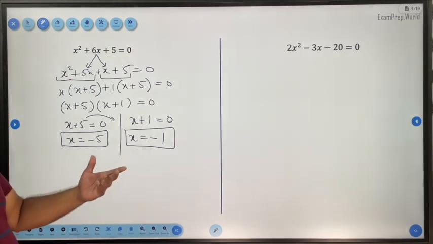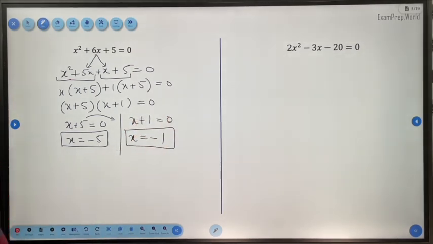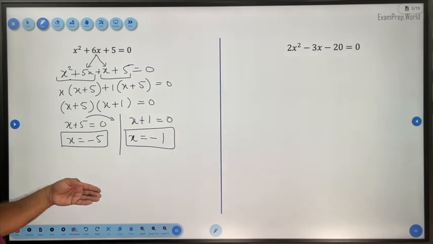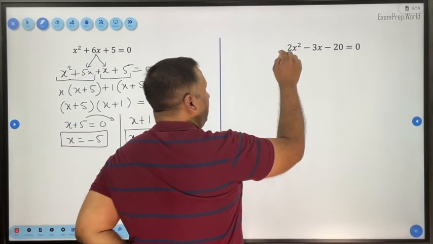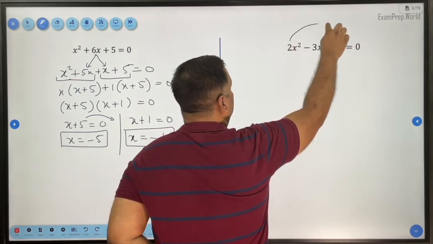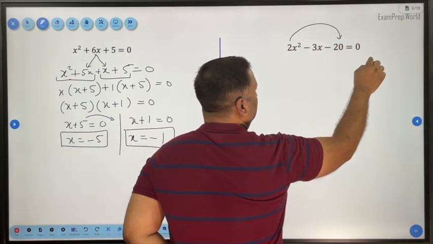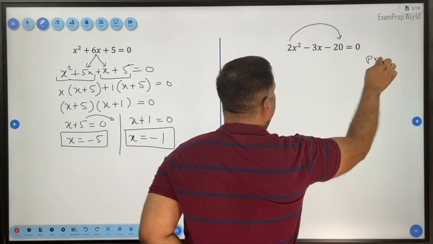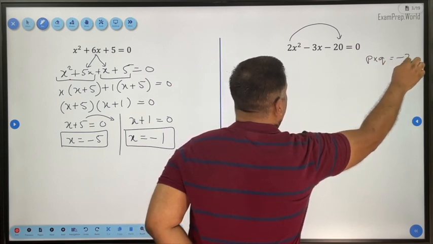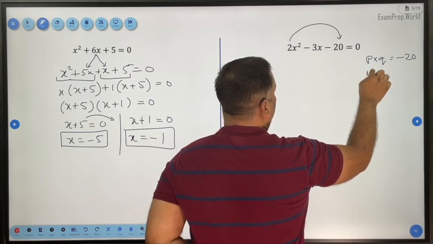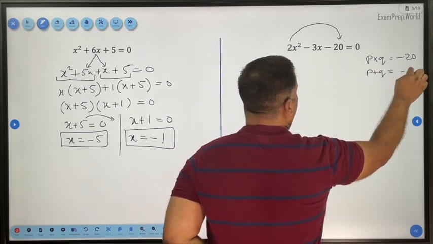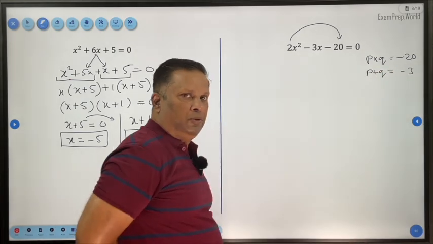Now I will do a few more questions. This is the next question. Take it down. Pause the video and take it down. Then let's do this question. Here, look, what is a times c? 2 times negative 20. So we want two numbers, p into q should be negative 20, and what is the middle term b? So our p plus q should be equal to negative 3. What are those numbers?